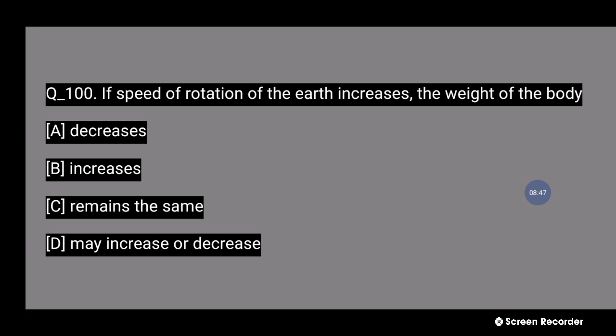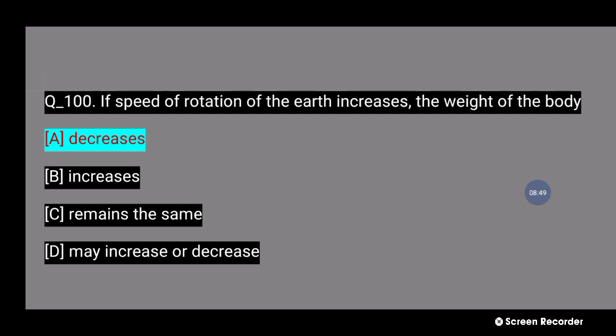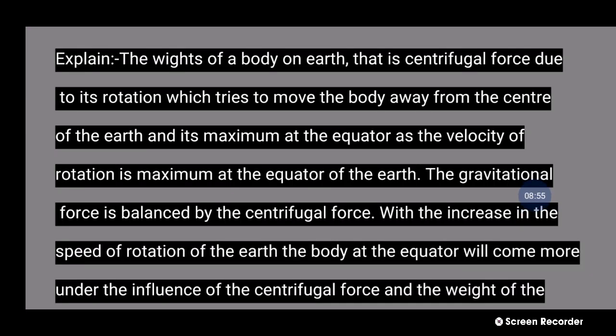Number B, decrease: if the speed of the rotation of the earth increases, then the weight of the body decreases. 100 number question. Explain: the weight of the body on earth is affected by the centrifugal force due to rotation, which tries to move the body away from the center of the earth, and it is maximum at the equator as the velocity of rotation is maximum there. The gravitational force is balanced by the centrifugal force. With an increase in the speed of rotation of the earth, a body at the equator will come more under the influence of the centrifugal force, and the weight of the body will decrease.